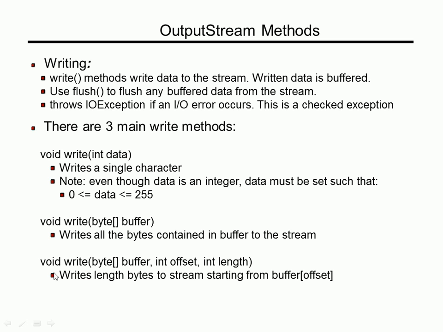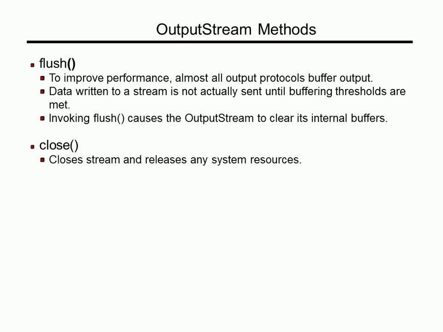Then the second one takes a buffer. Write a buffer, a byte array. You write all the bytes contained into the stream. So when you are writing a lot of data, you use the byte one. Then the other one takes an offset and the length. It also writes starting from the offset. So maybe you specify start writing from this position in the buffer. So that is the write.